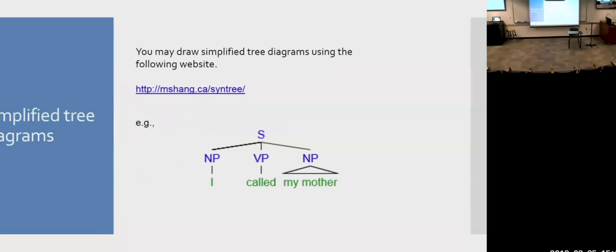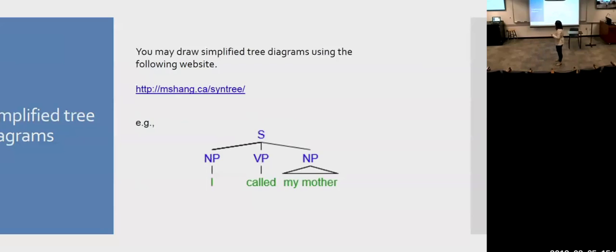Let us try this. This is a very nice website you can go to because it gives you the chance to draw this very neat diagram. You don't need to handwrite your answer. You just go there and import specific contents. For example, you use I as the NP, call as your VP, and my mother as the NP. Then you can derive this diagram. I would like you to try this now if you have a laptop. Okay, you go to this website.